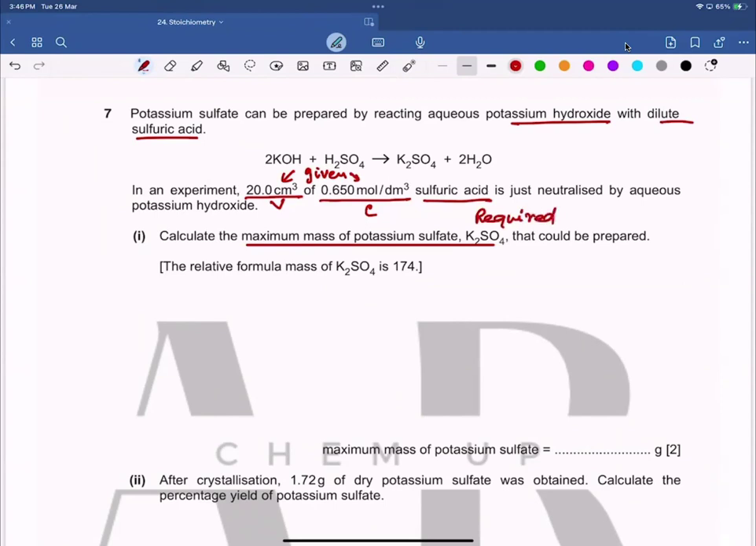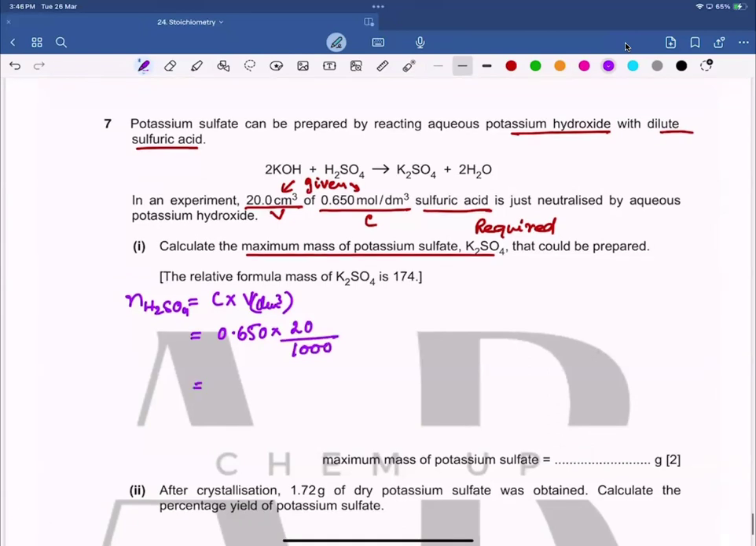As I have told you, whatever is given to you, first convert it into moles. So moles of sulfuric acid are calculated by multiplying concentration by volume, and that volume must be in dm³. The concentration is 0.650 and the volume is 20 cm³, so I divide by 1000 to turn it into dm³. Can anyone tell me the value, please? 0.013. These are the moles of sulfuric acid.